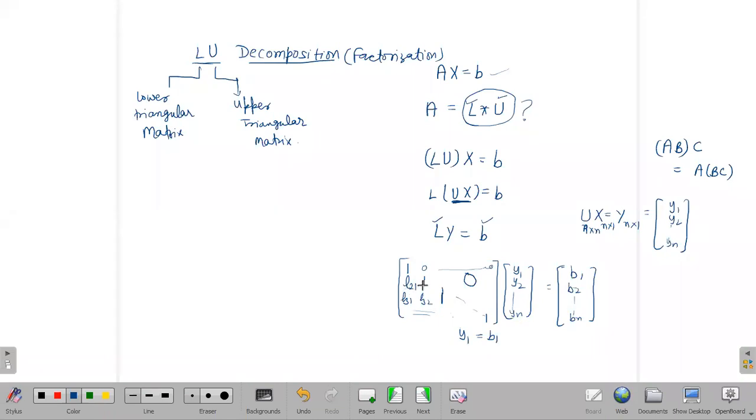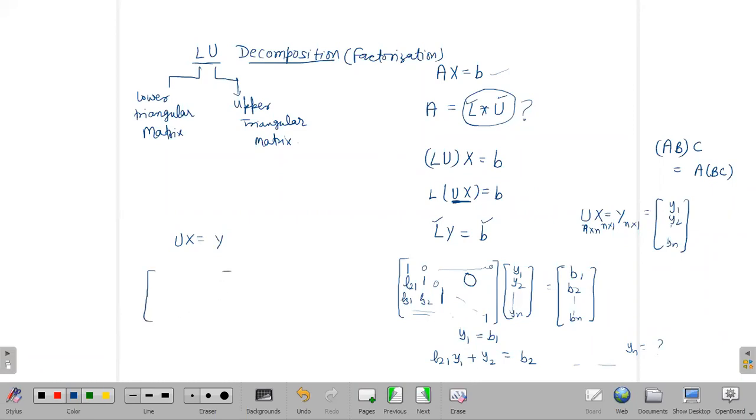And similarly, in the second row you have only two entries which are non-zero. So L21 into Y1 plus 1 into Y2 is equal to B2. So once you find Y1, you can find Y2 also, similarly Y3, and so on up to Yn also. This means that Y will be determined from Ly is equal to B. So once you find Y, but our aim is to find X here. So Ux is equal to Y.